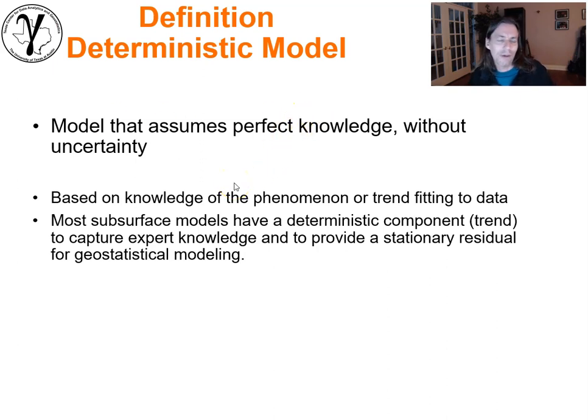Now, let me just define, when we talk about trend models, we're talking about a deterministic model. And so when we have a deterministic model, we'll define it as a model that assumes perfect knowledge without uncertainty. It's based on knowledge of the phenomenon or trend fitting from the data. And as I said before, most subsurface models or spatial temporal models, as we see now, will have a deterministic component, the known, and a stochastic statistical component, which is that residual, and treated as unknown.